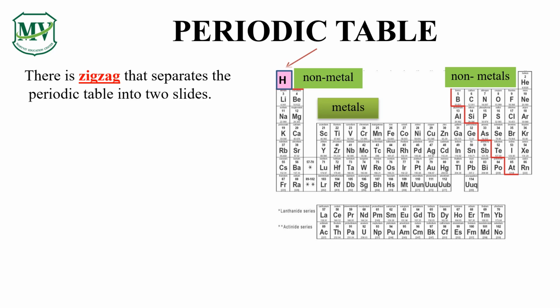Amazing! There is a zigzag that separates the periodic table into two sides. What do you call that zigzag that separates the periodic table into two sides? Awesome! The zigzag is called the staircase. Now darken the staircase red on your periodic table. See the picture in the slide.